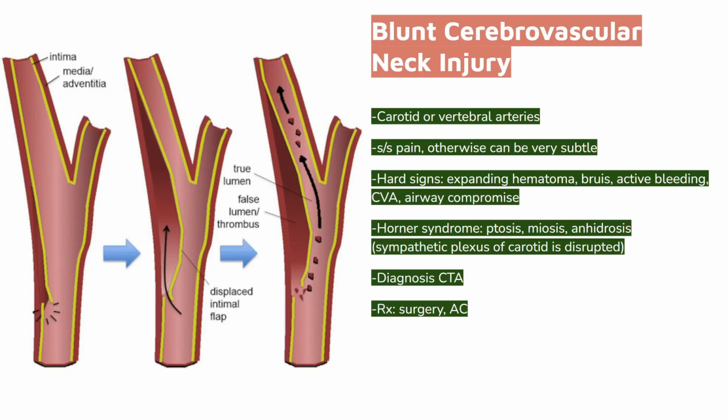Blunt cerebrovascular neck injuries, right? So these are blunt carotid injuries, right? Could also be vertebral. They may just have pain in their neck. They may have neurosymptoms. Hard signs that you want to look for on your exam would be an expanding hematoma, bruise, active bleeding, stroke-like symptoms, or airway compromise. Horner syndrome can also be present, and you diagnose this on angiography. And of course, these patients need surgical intervention from vascular and neurosurgery and anticoagulation.